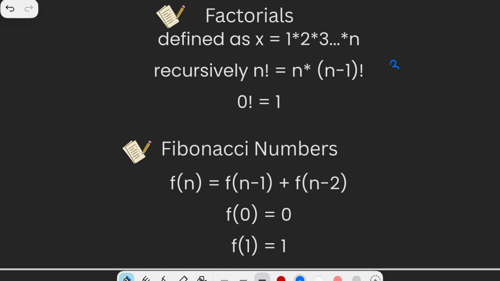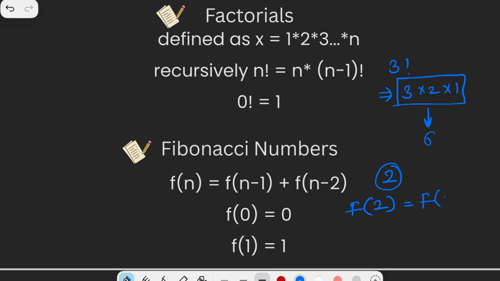So let's say they ask you what is 3 factorial. It's very simple. 3 into 2 into 1. It will be 6. Let's say they ask you the second Fibonacci number. So f of 0 is going to be 0 and f of 1 is going to be 1. So f of 2 is going to be f of 1 plus f of 0, which is 1 plus 0. It will be 1. So f of 2 will be 1.